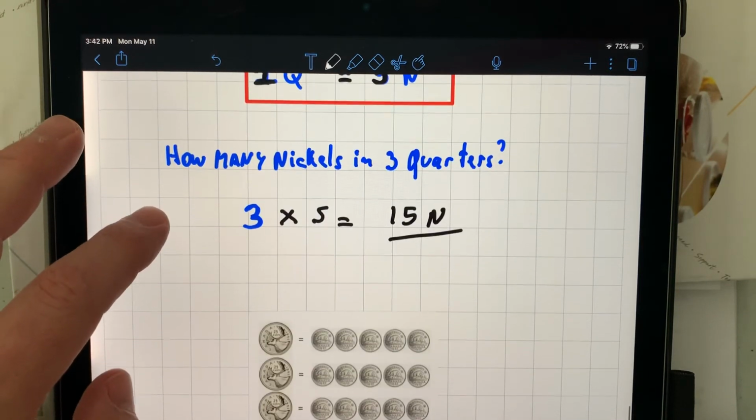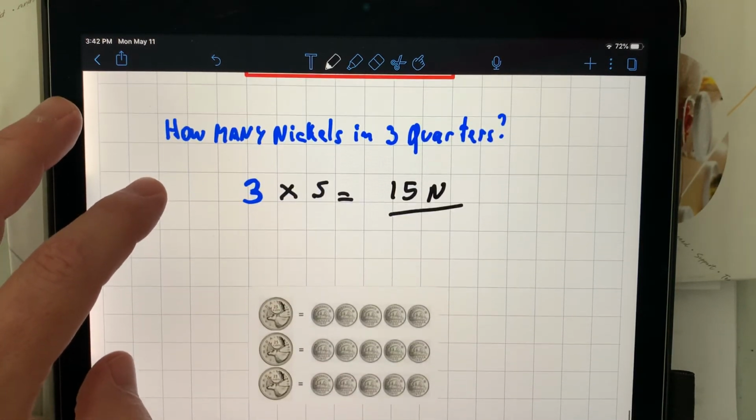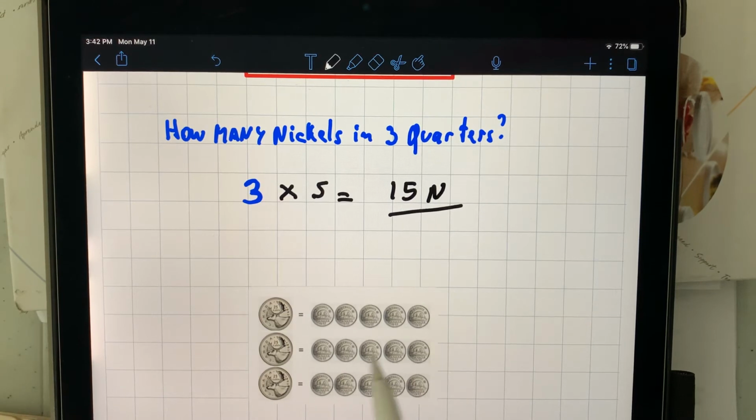And if you look in the picture here, you can see that, yeah, that's true. I got 5, 10, 15 nickels for the 3/4. So that kind of made sense. Because I have more nickels, I multiply by 5 times more.